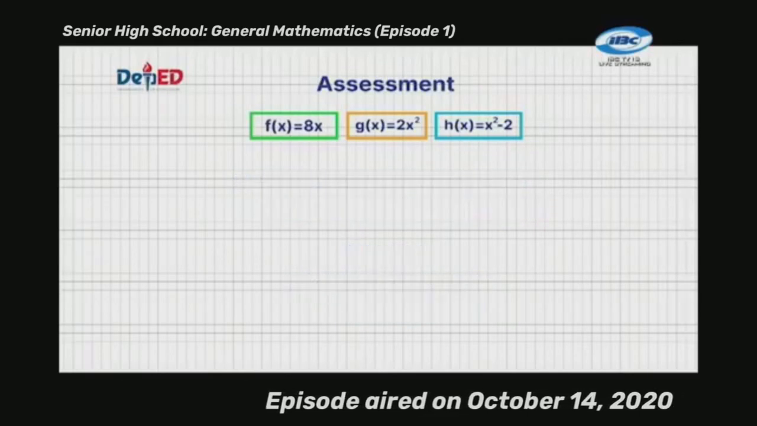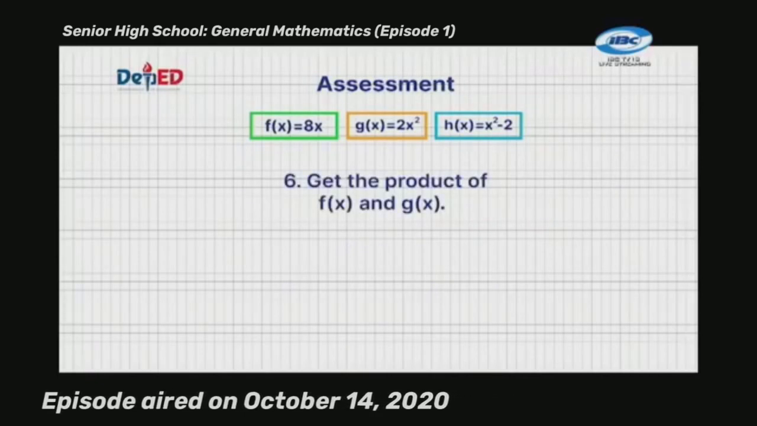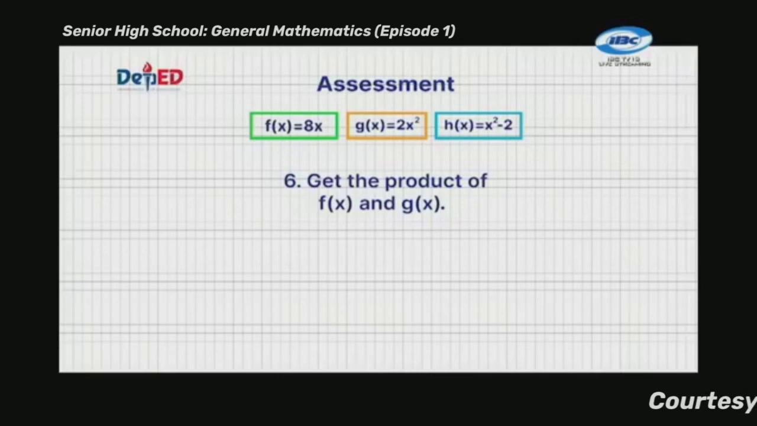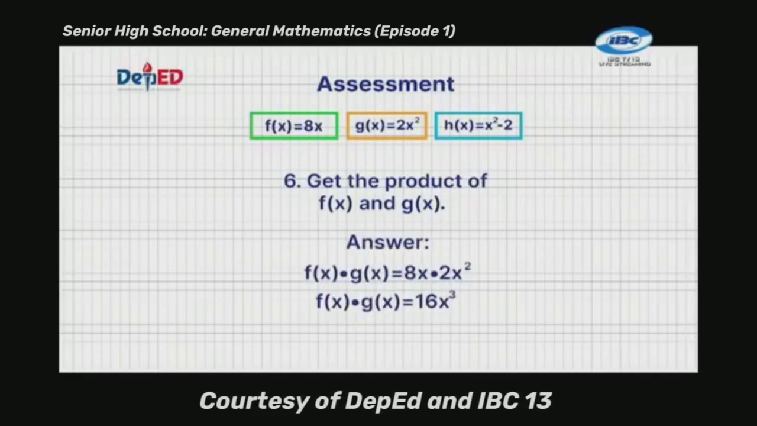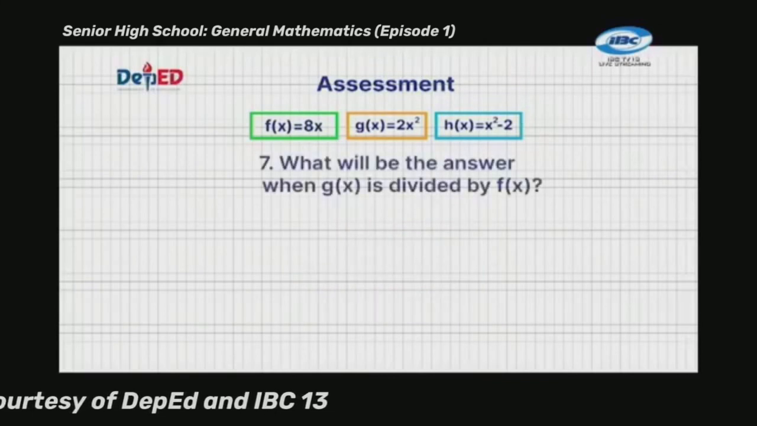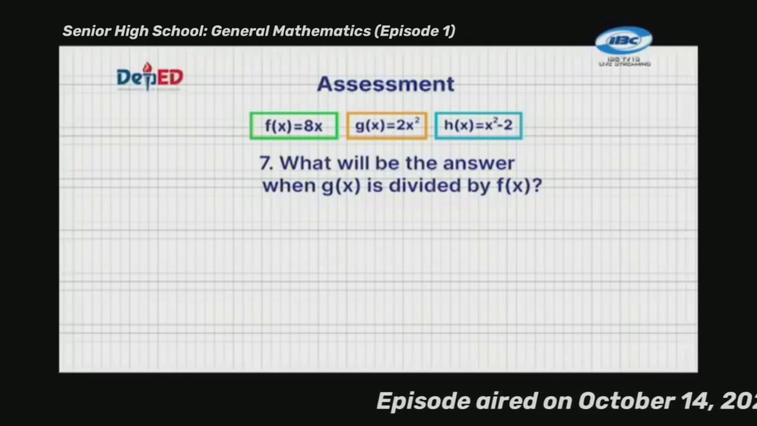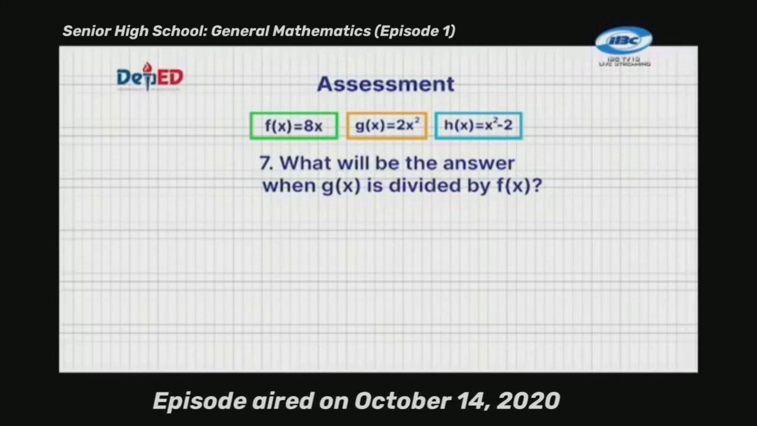For item 6, get the product of f of x and g of x. The correct answer for number 6 is 16x cubed. Let us have number 7. What will be the answer when g of x is divided by f of x? Their quotient is x over 4.